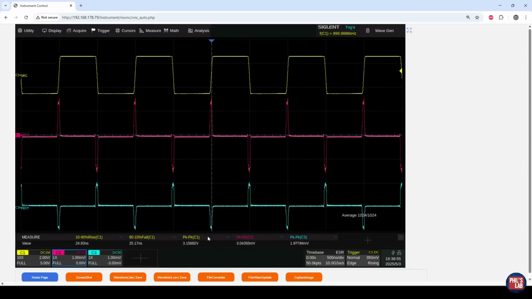I've also added peak-to-peak measurements, so channel 1, channel 2, and channel 3, where channel 2, the trace in the middle, which is centered, is the near-end crosstalk measurement, and channel 3 is the far-end crosstalk measurement. We can see the scale divisions at the bottom. For the yellow trace, this is 2 volts per division. For channel 2 and channel 3, this is only 1 millivolt per division.